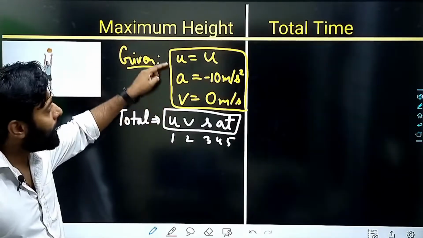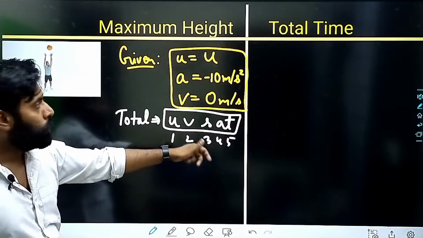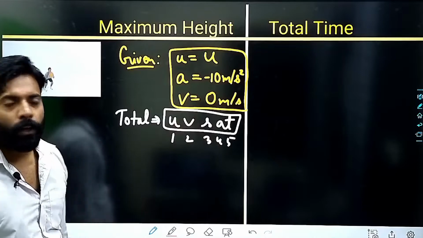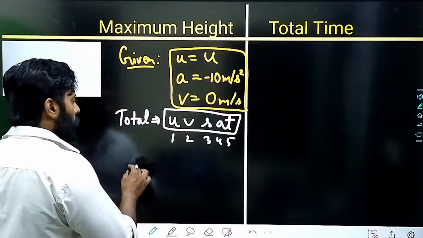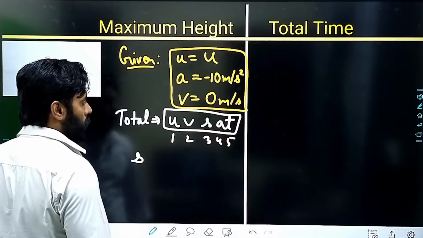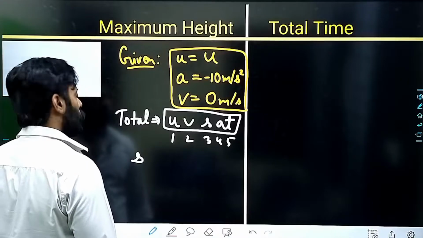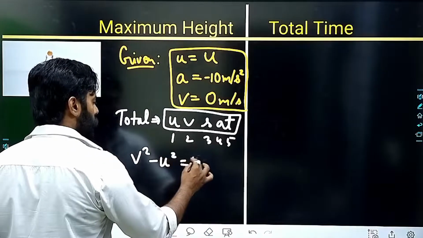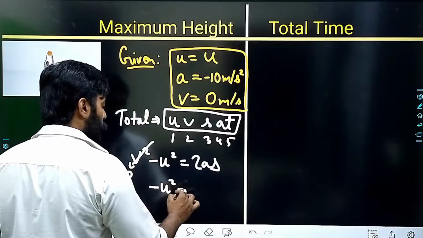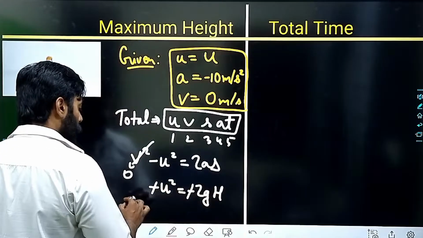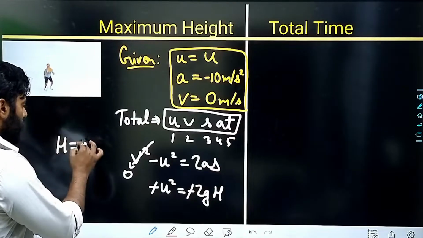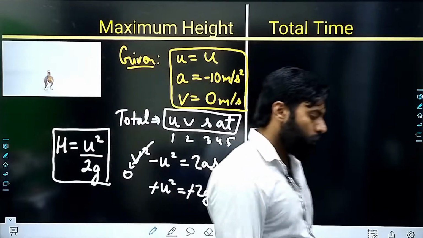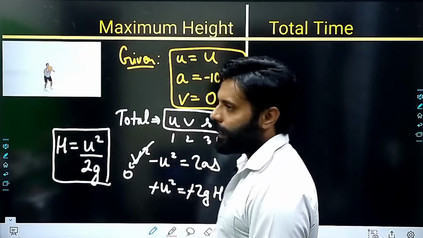Out of these 5 parameters, we have U, A and V. So we can easily find out what S is here. So I can use V square minus U square is equals to 2AS. And I know that V will be 0. Minus of U square is equals to minus of 2GH. The minus signs will cancel, and the height the object will reach will be U square by 2G.